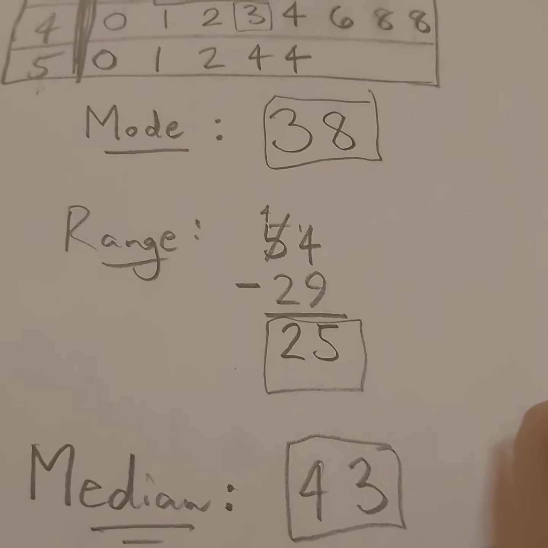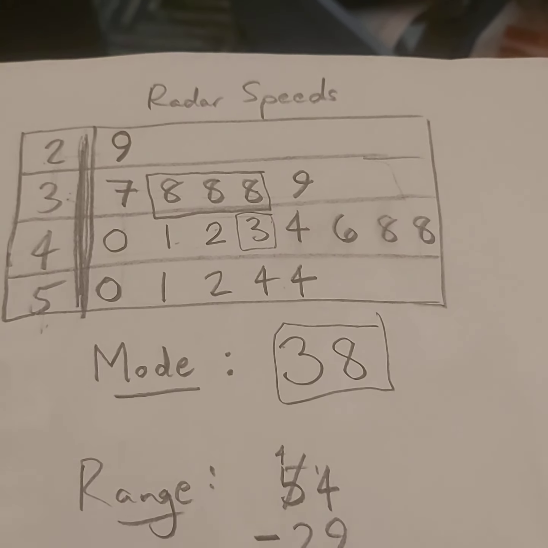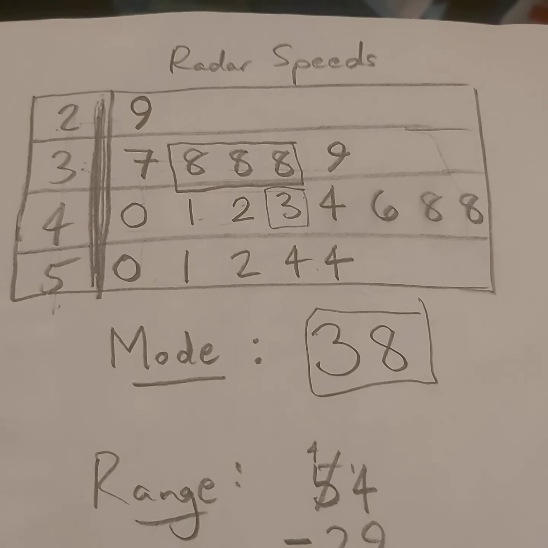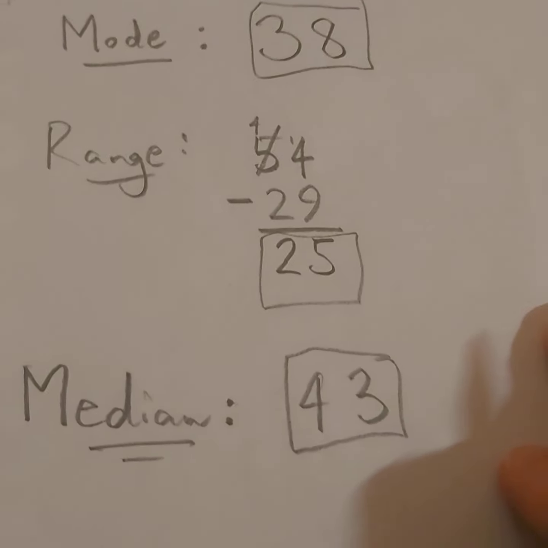Mode, range, and median of this radar speed data set in the form of a stem and leaf plot.